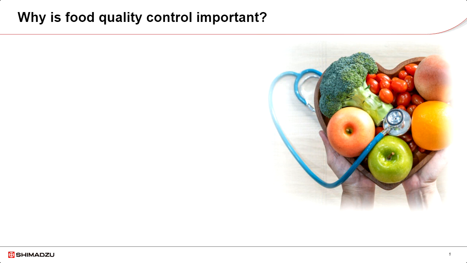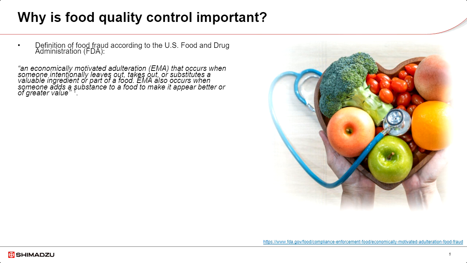So why is food quality control important? The US FDA defines a food fraud as an economically motivated adulteration where someone intentionally leaves out, takes out, or substitutes a valuable ingredient or part of a food. It also occurs when someone adds a substance to a food to make it appear better or of greater value.